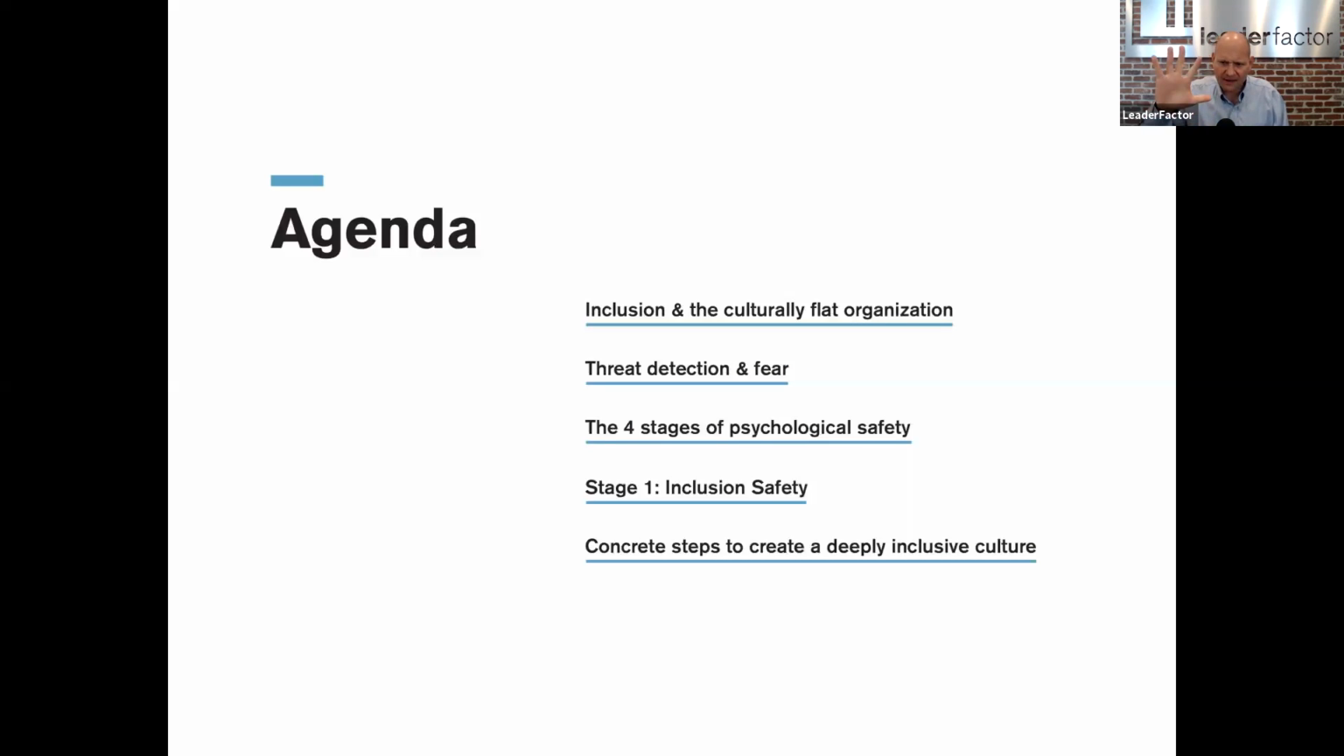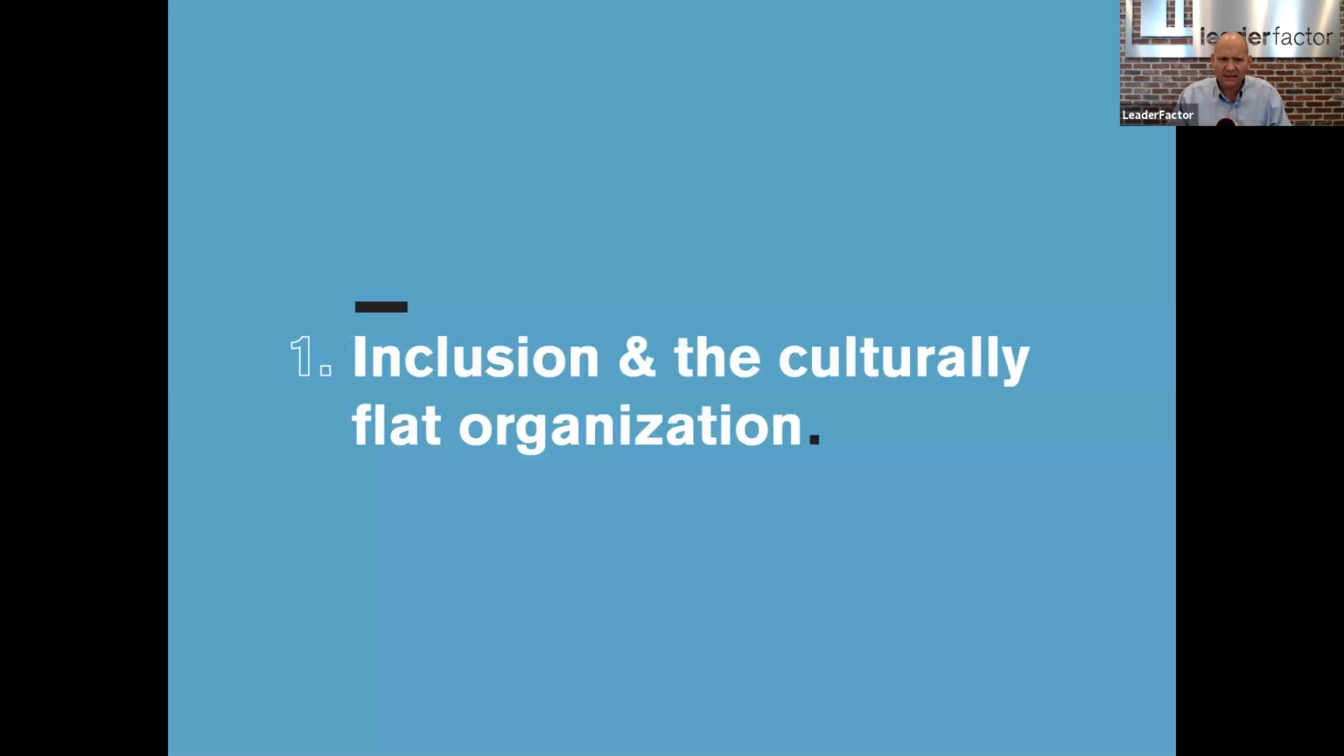We have a five-part agenda. We're going to talk about inclusion and the culturally flat organization. What does that mean? Threat detection and fear. Then we're going to overview the 4 stages of psychological safety for context. And then we're going to do a deep dive into stage 1, which is inclusion safety. And then finally, we're going to talk about concrete steps to create a deeply inclusive culture, wherever you may be, whatever organization you may be in. So that's the agenda for today. Let's begin with inclusion and the culturally flat organization.